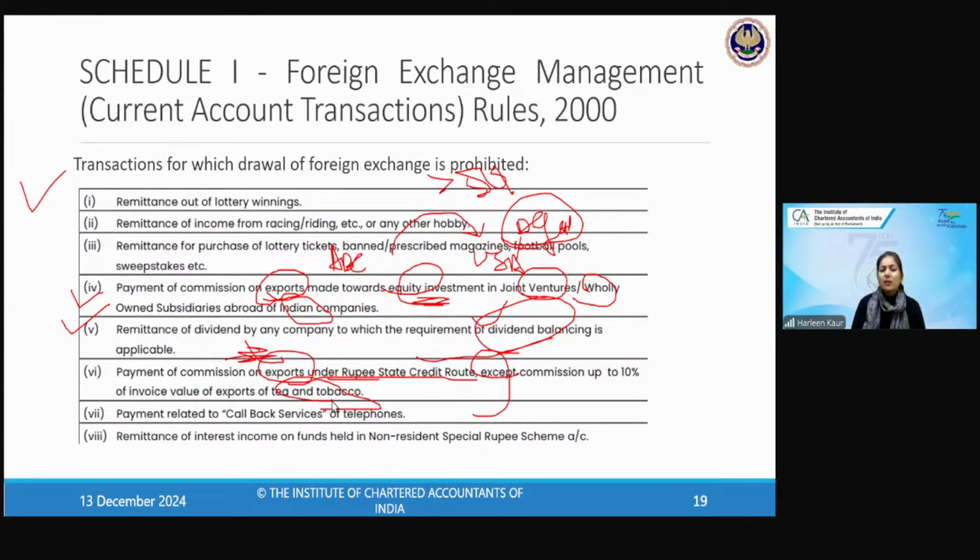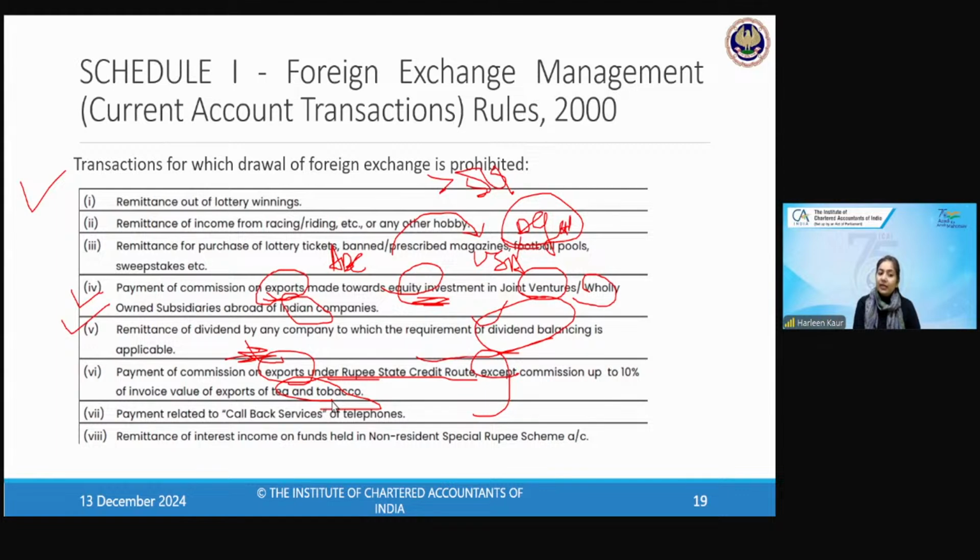Now, tea and tobacco is something which is very, very common in India. So everybody is either addicted to tea or they're addicted to tobacco. So here, if you are exporting these kinds of goods, then a commission of 10% of the invoice value can be allowed. Otherwise, it is strictly prohibited. But just for the tea and tobacco, the commission of 10% of the invoice value, say for example, 10,000 is the invoice value. So 10% of 10,000 will be allowed as the payment of commission on exports.